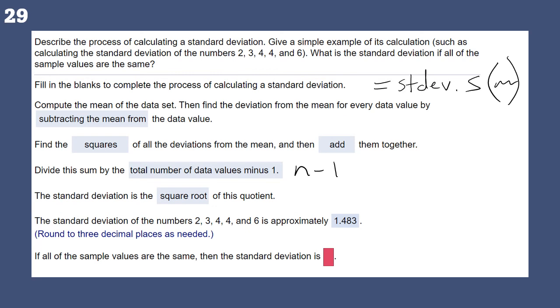Now, I do want to mention, if all the sample values were the same, if we plugged in, for example, 3, 3, 3, 3, 3, 3, 3 and pressed enter in Excel, what do you think the standard deviation would be? Well, how much does it deviate? If they're all the same, then there's zero deviation. So the standard deviation would be 0.